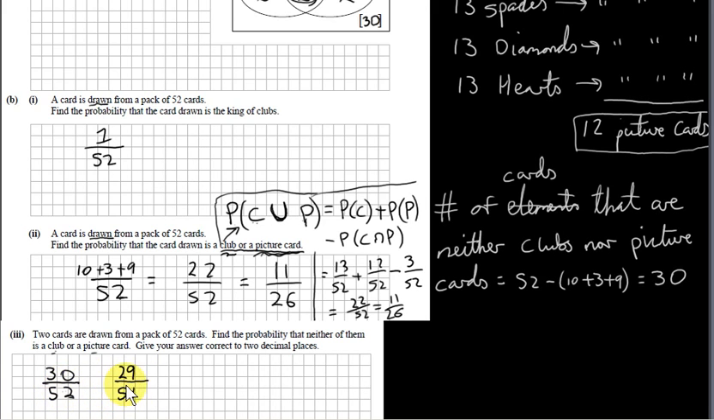Now these are two events. So the probability that two cards drawn are neither a club nor a picture card is obviously going to be smaller than the probability that one card drawn is neither a club nor a picture card. So to get a smaller probability, we multiply these two together. So multiplication makes sense here. If we were to add these two together, we would get a probability that is bigger than either of these two, and that would not make any sense. The probability of two cards being neither clubs nor picture cards must obviously be less than the probability that just one card is neither a club nor a picture card. To two decimal places, this probability is 0.33.